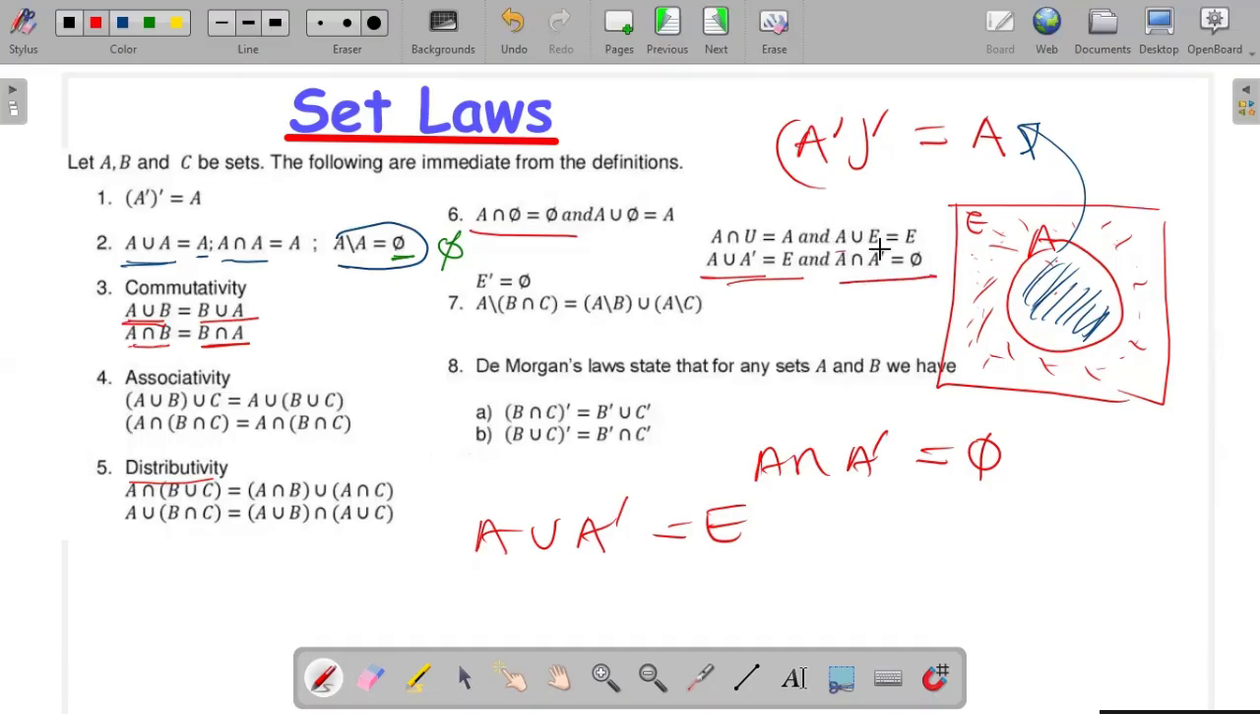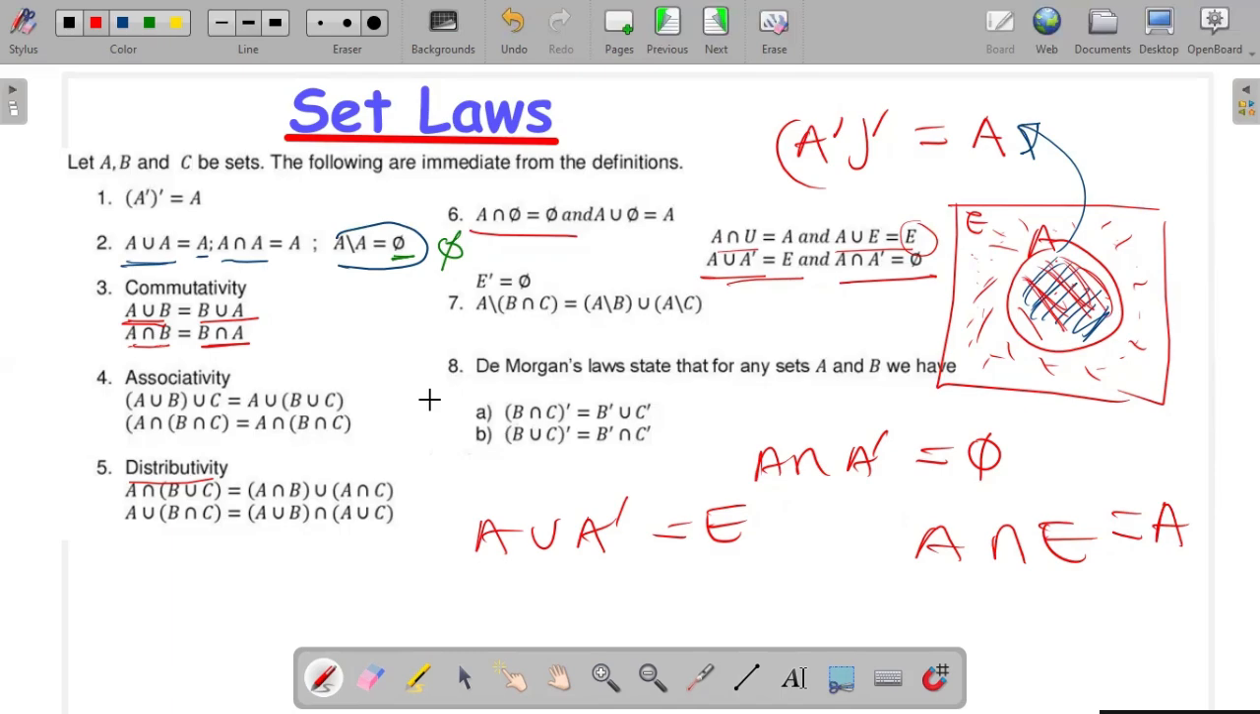Then A union the universal set is just going to be the universal set, because the universal set has everything, meaning it has A. If I unite it with A, I'll just have the universal set. Then A intersect the universal set. So you see the universal set here, then I have A, then I'm saying intersect. I'm just going to have this same part, which is the part A. So A intersect the universal set is just going to give me A.